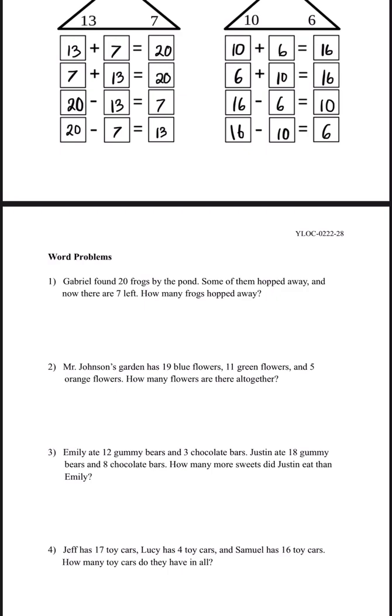For this page, we have word problems. Let's look at number 1. Gabriel found 20 frogs by the pond. Some of them hopped away, and now there are 7 left. How many frogs hopped away? So to find the answer, we need to subtract 7 from 20, which is the total number of frogs.